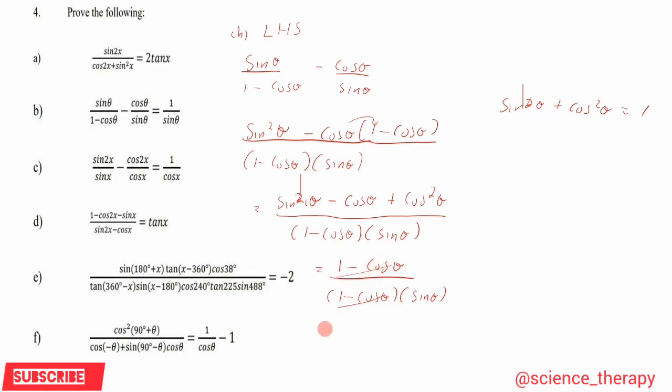The two can divide out, and then in the numerator we will only be left with 1, since 1 minus cos theta divided by 1 minus cos theta has to give us 1, and then we are left with this sine theta in the denominator. So that becomes your solution, and then as you can see, it is equal to this right hand side. So we then say, therefore left hand side is equal to right hand side.